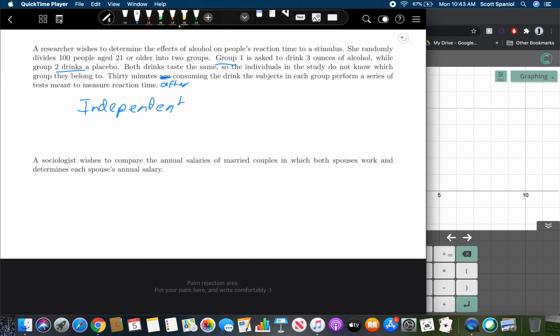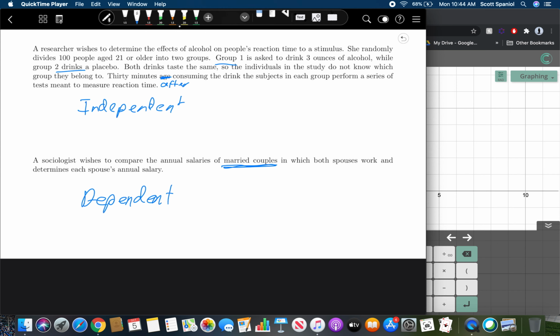So that's independent. And then the last one: a sociologist wants to compare annual salaries of married couples in which both spouses work and determine each spouse's annual salary. So the key here is that the two groups are connected because they're married couples. So that's dependent. They're matched together, in this case through marriage.